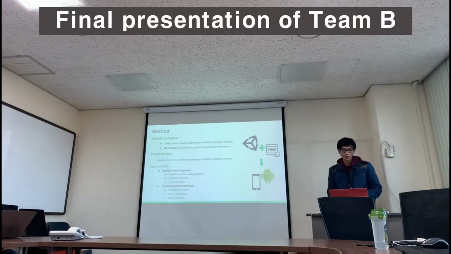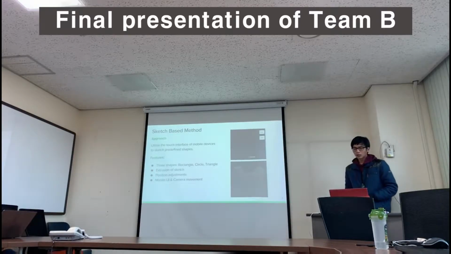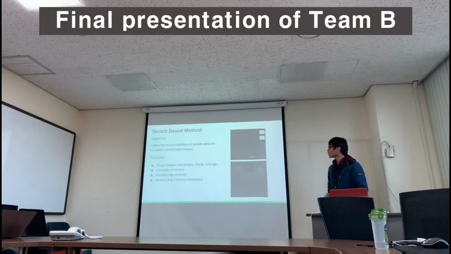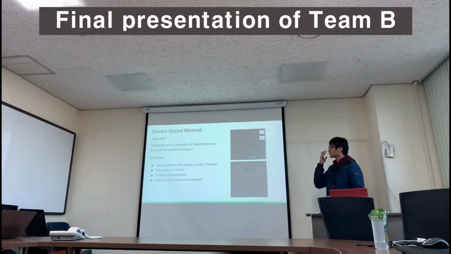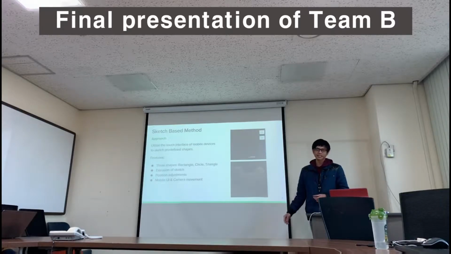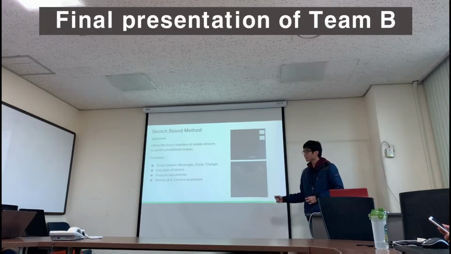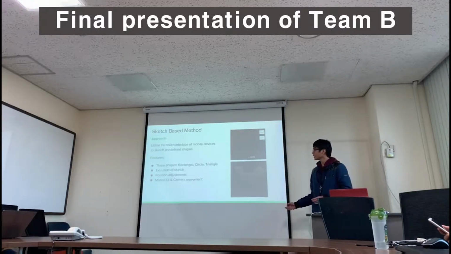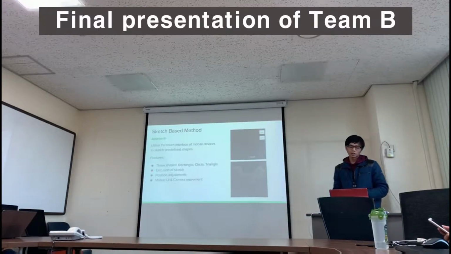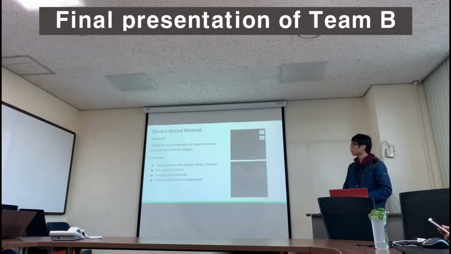So first, I will be explaining the sketch-based result. Basically, as I said before, it utilizes the touch interface of mobile devices to sketch predefined shapes. The main features are that we can make 3 shapes: rectangle, circle, and triangle. Then it allows the extrusion of these 3 shape sketches. It also allows us to adjust the position using transformations, and allows the design of mobile UI and camera movement.